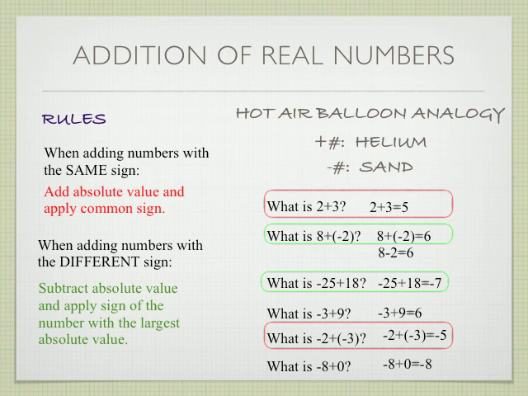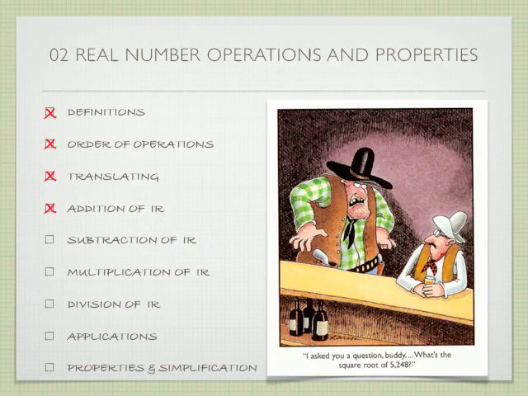So if we look at these problems right here, we had 8 plus negative 2. Forget about the negative. Just take 8 minus 2 and it's 6. But then the answer stays 6 because 8 has a bigger absolute value and it's positive. With negative 25 and 18, we just look at 25 minus 18, which is 7. But then 25 is a more powerful number. It has a bigger absolute value, so the answer becomes negative 7. And same with negative 3 and 9. We just subtract them and get 6, but the 6 would stay positive because 9 has a bigger absolute value. That is addition of real numbers. Let's look at subtraction.